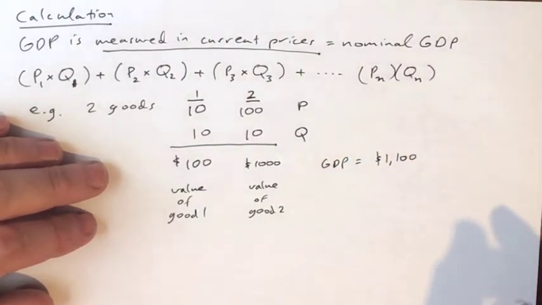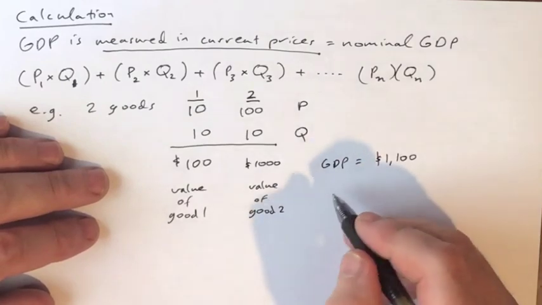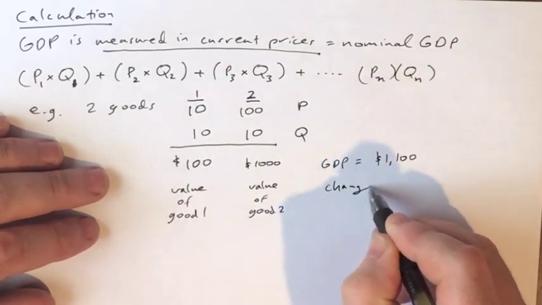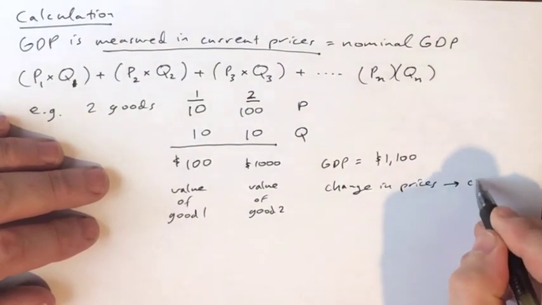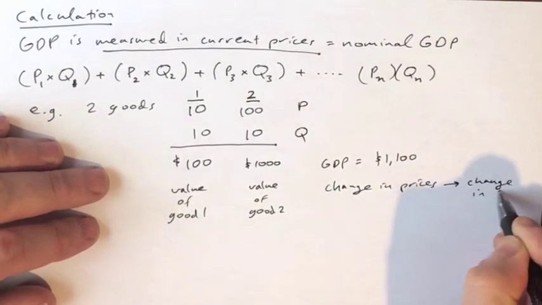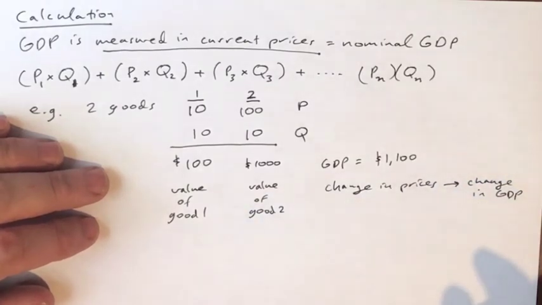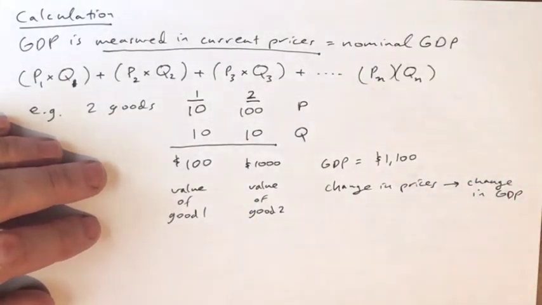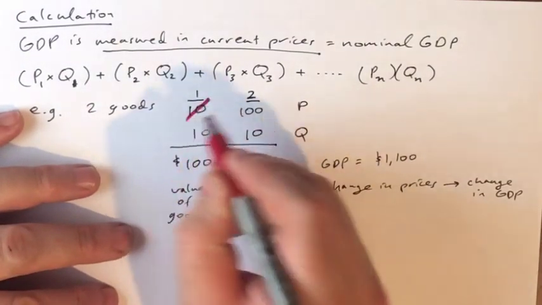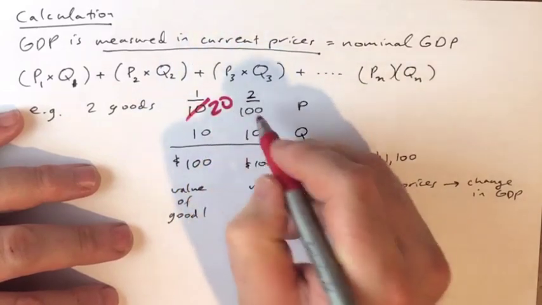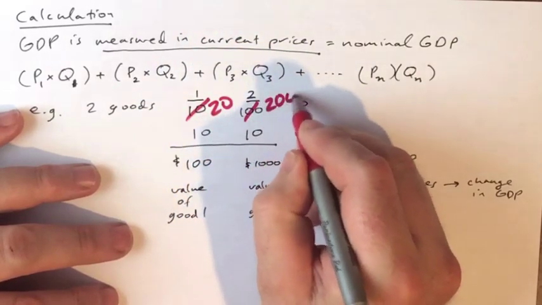All right. So the issue is, if there's a change in prices, then we're going to get a change in GDP, even though that change might not be all that meaningful, right? So, for example, let's say that our prices double. So we go from 10 to 20, from 100 to 200.